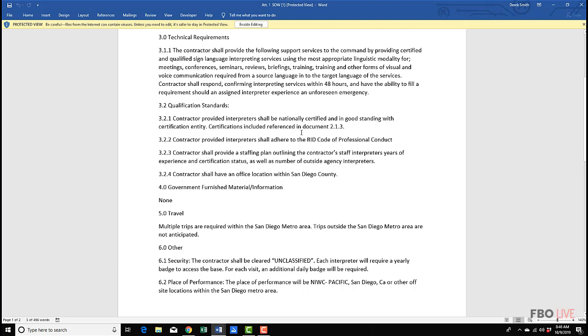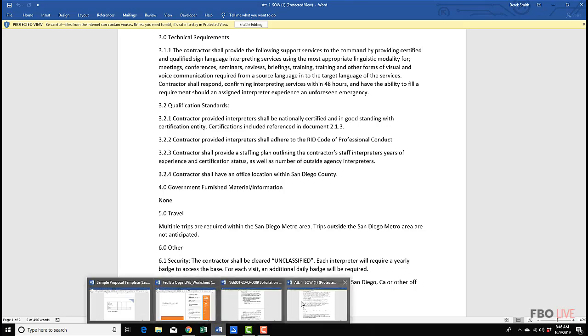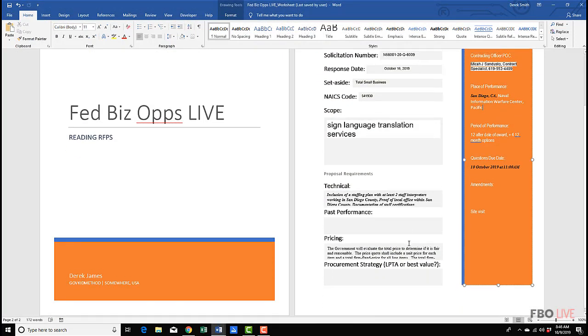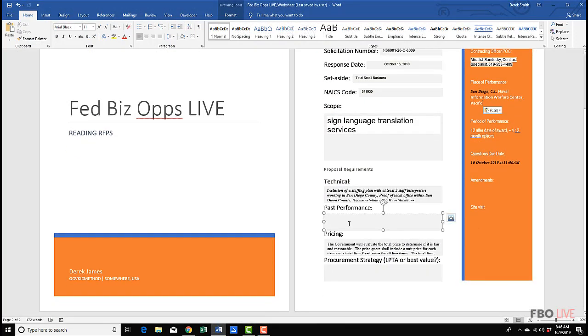Contractor provided interpreters shall be nationally certified and in good standing with certification entity. And they want your certs. So certifications included, referenced in document 123. Yeah, so they want your certs. So now I'm going to start transitioning. Since past performance, they made no reference to it, and they did say this is a request for quote, so my guess is they do not want past performance.